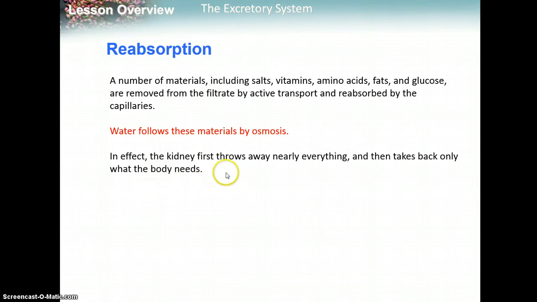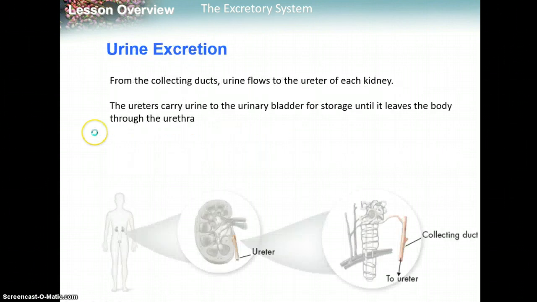In effect, the kidney first throws away nearly everything, so it filters out almost everything, but then takes back only what the body needs. So it takes the majority of stuff it filtered out, besides urea and other waste that it wouldn't want. But it's going to want to reuse some glucose, some fat, vitamins, some salts to keep water levels balanced. So a lot of stuff gets actually reabsorbed, especially water.